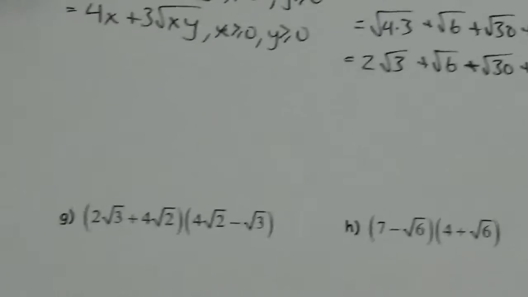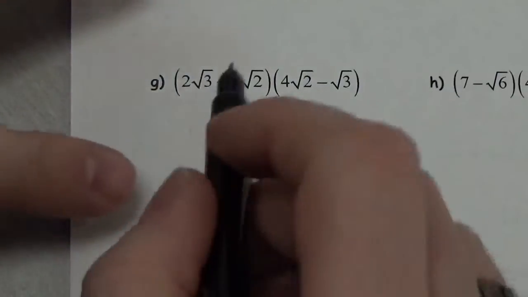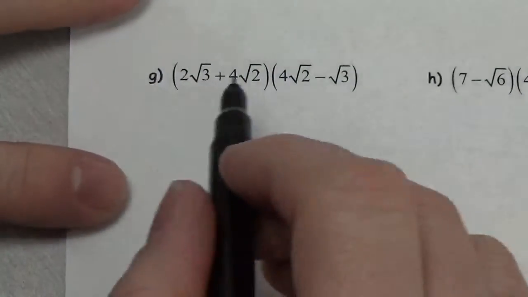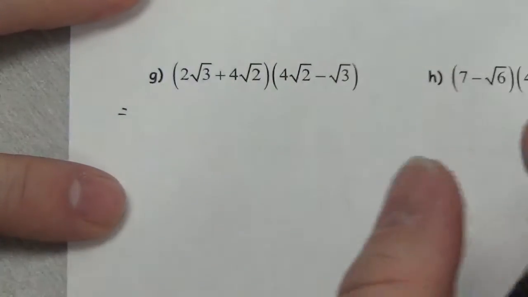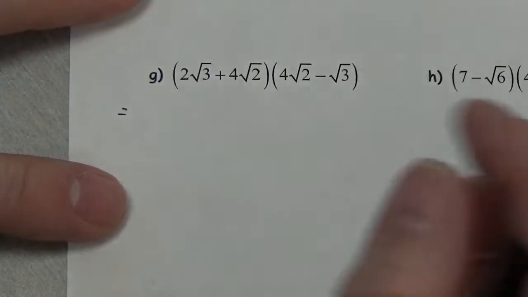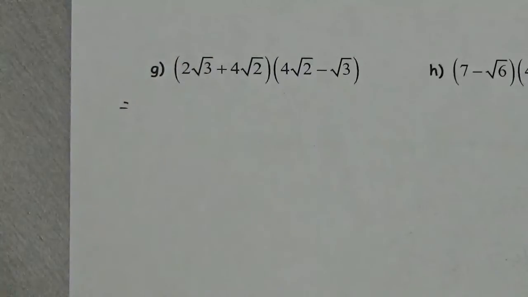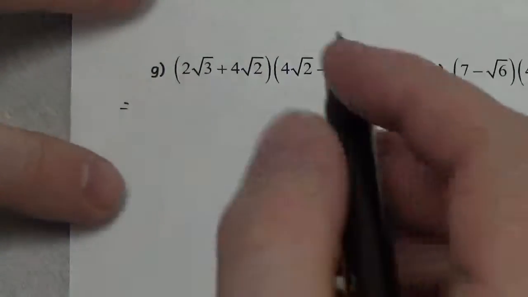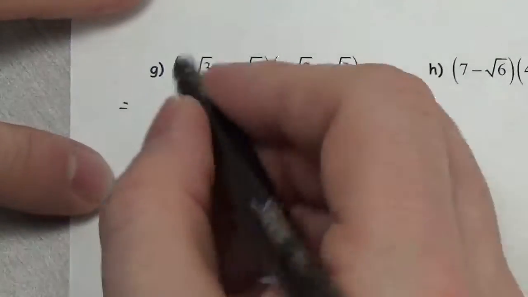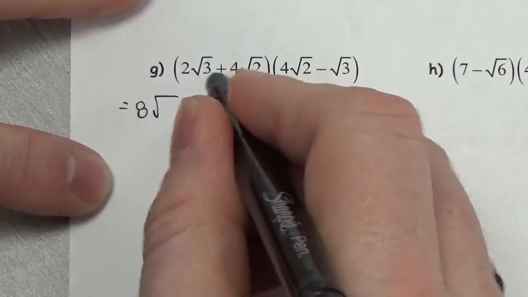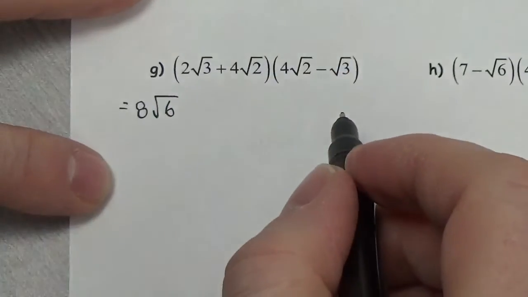Okay, let's just do a few more here. Starting to get a little bit more complicated. So now when I distribute this, and again, I'm looking to see if there's any simplifying I can do first, and there isn't. So now I have to worry about coefficients and the radicands. So 2 root 3 is going to get distributed to 4 root 2. So 2 times 4 is going to be 8. Root 3 and root 2 will be root 6.